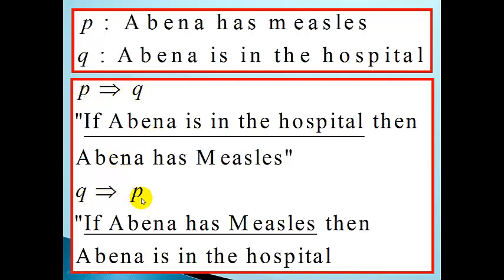But Q implies P means that P is true only if Q is true. Statement P says Abner has measles. So Q implies P can be written as: if Abner has measles, then Abner is in the hospital. Take note that P implies Q is written as: if Abner is in the hospital, then Abner has measles. That is, we consider the Q first. Now Q implies P can be written as: if Abner has measles, then Abner is in the hospital.